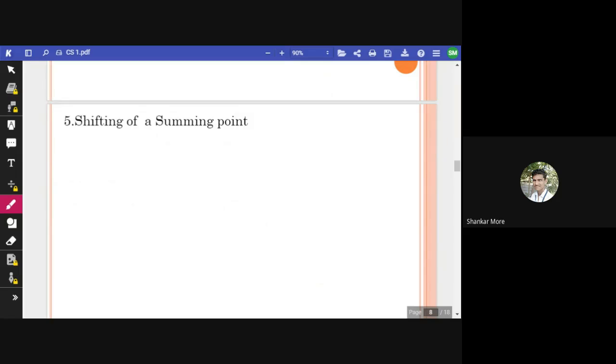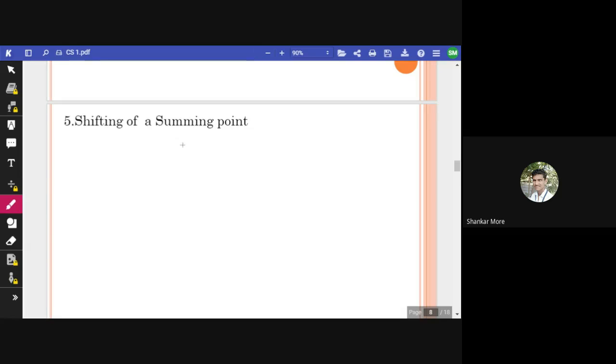Right, so now we have to shift the summing point. How do we do that? Any guesses? Anyone wants to tell or discuss about it? You can turn on your mic, there is no problem in that. Okay, I don't have any problem. Right, we have less number of students, so it can be interactive if anybody wants to speak. All right, no problem. Let's learn about shifting a summing point.